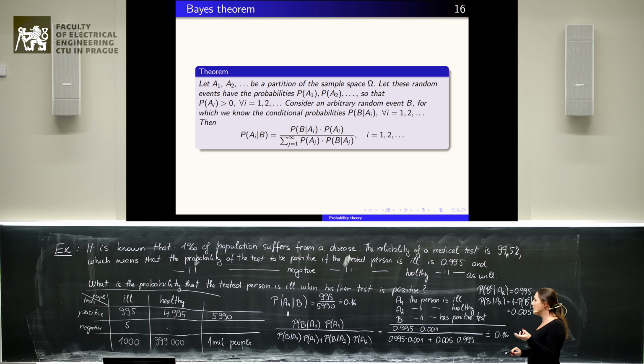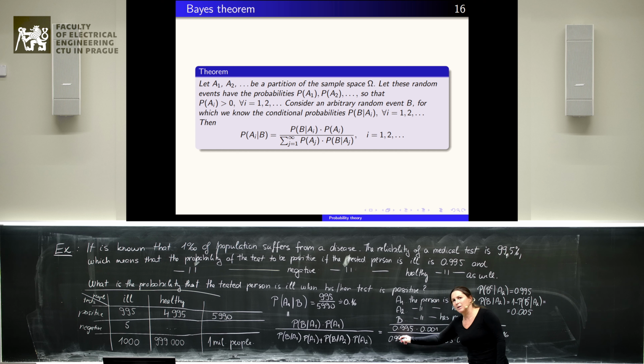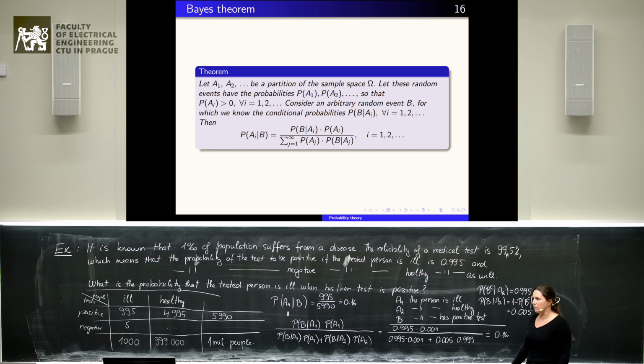Why? Because we work with ratios. And when we work with ratios, it is not important whether we consider a sample of 1 million people, 100 million people or just one person, which corresponds to the probability 1. It is the same. So when we look at what these ratios, these probabilities, mean, in the numerator we have the ratio of people who are ill and have positive tests, and in the denominator the people who are healthy and have the positive test as well. So we divide the people with positive tests who are really ill by all people with positive tests.